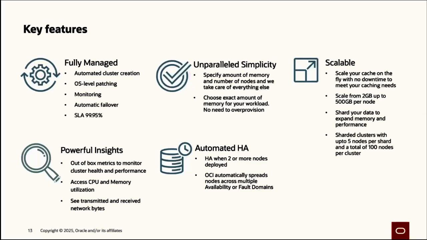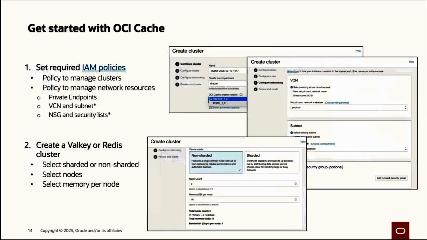So with these features, then how do you get started with OCI Cache? Like I said, it's pretty simple to spin off a cluster. You will need to set up a couple of mandatory IAM policies to start the cluster. You have to give a manage kind of privilege to a certain user or group that is responsible to set up the cluster. There is one policy that will help create a private endpoint so that your applications can connect to the nodes of the cluster. There are a couple of optional policies that you can set to help create a new VCN or subnet during the creation of the cluster.